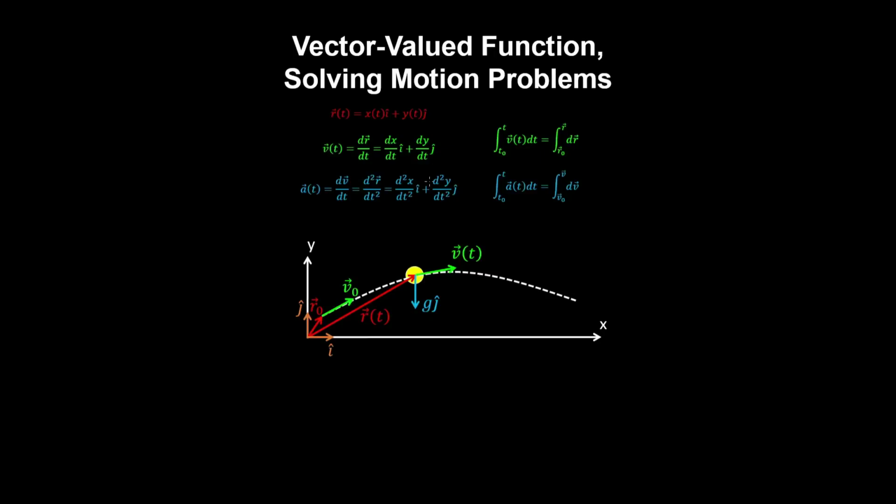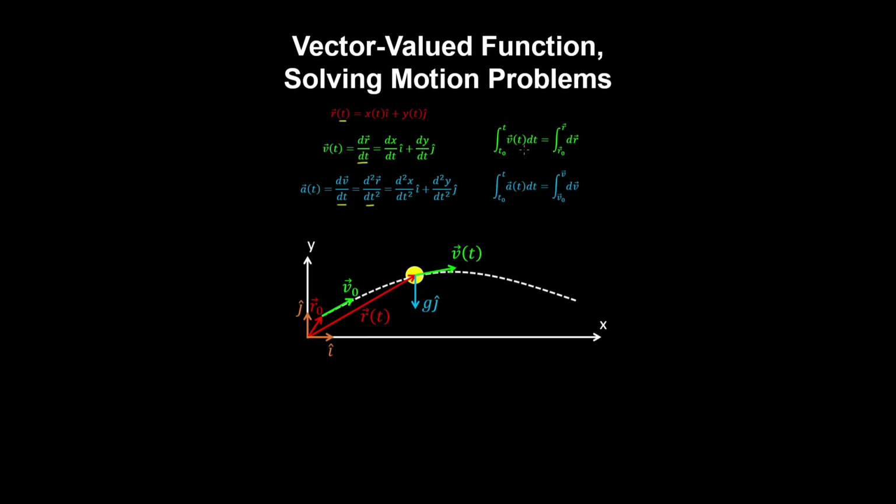We can describe the motion of a particle moving along a planar curve using parametric or vector valued functions. And given we're looking at motion problems, the parameter t represents time. So the velocity is obtained by differentiating the position vector with respect to time. And differentiating the velocity with respect to time is the same as obtaining the second derivative of position with respect to time, and that gives us the acceleration.